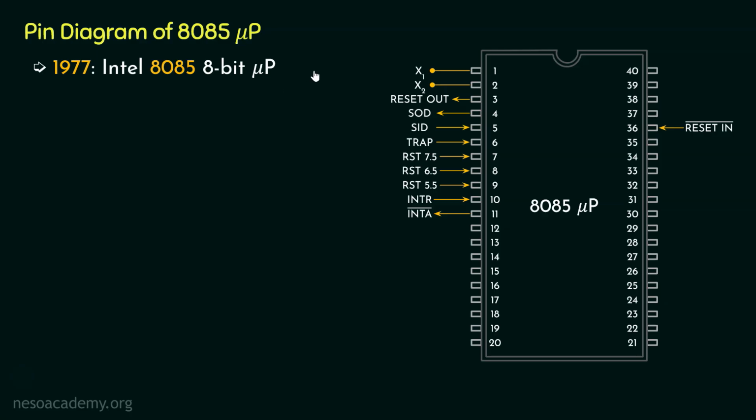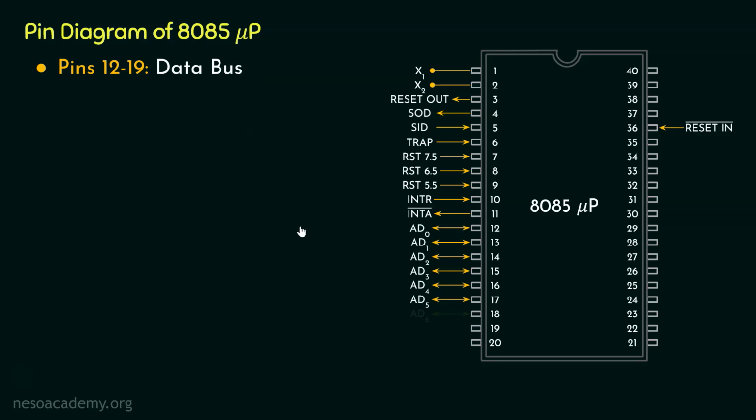And that's the reason why the pins 12 to 19 are called the data bus. Now, these pins are named as AD0, AD1, AD2, so on, AD7. Notice, these are the pins starting from 12 till 19. Now, let's talk about the orientation of these pins. Well, these are oriented like this.